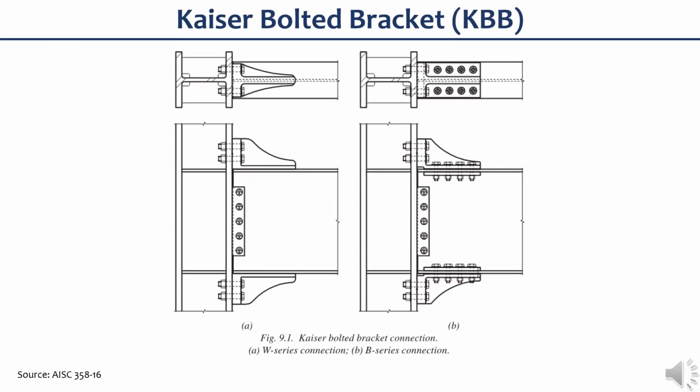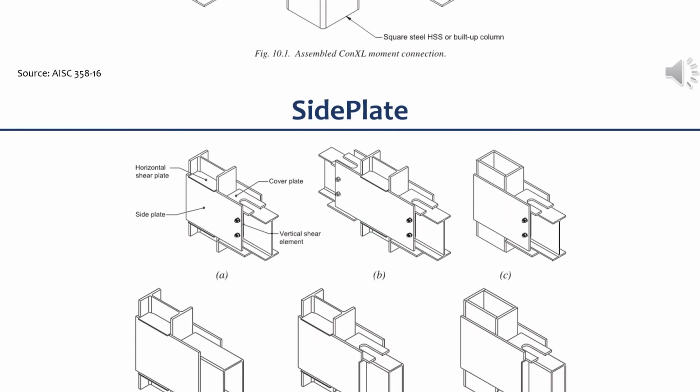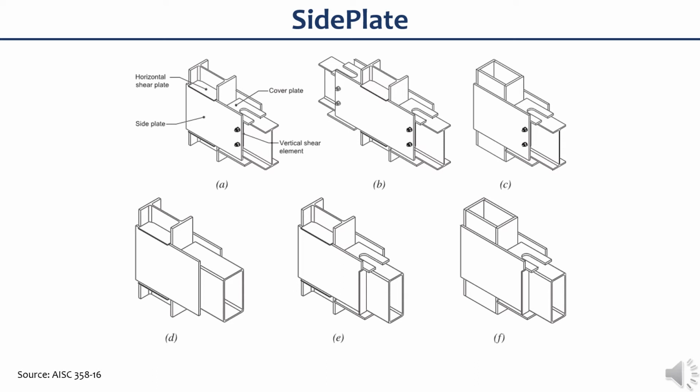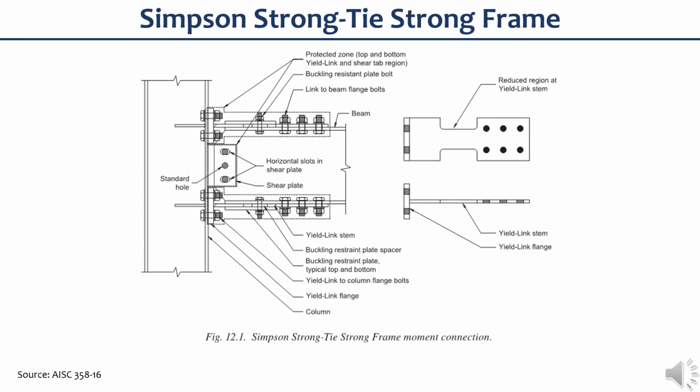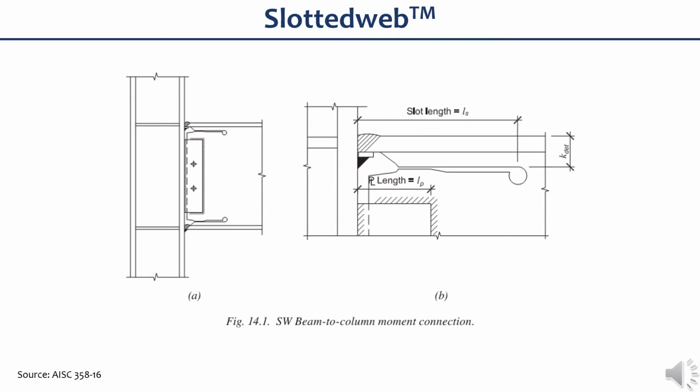This is one of the proprietary connections called the Kaiser bolted bracket, or KBB. Another proprietary connection is called the ConXtech ConXL. This is a very common proprietary connection in California. It's called the side plate. Another common proprietary connection in the US is called the Simpson Strong-Tie Strong Frame. This proprietary connection is also very common in California, that is mostly used for retrofitting existing buildings.